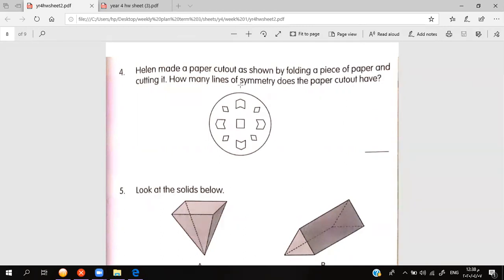Here is one, and here is two, and here is three, and here is four. So it has 4 lines of symmetry.